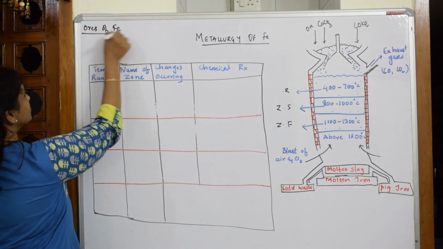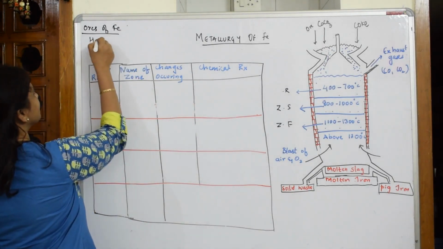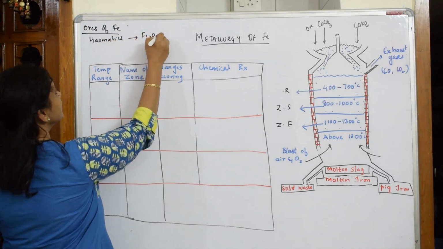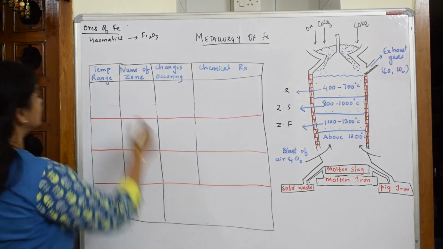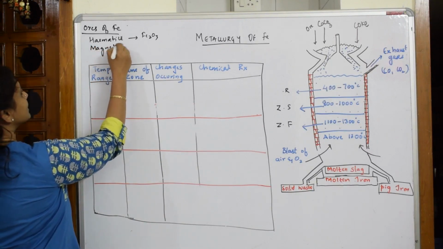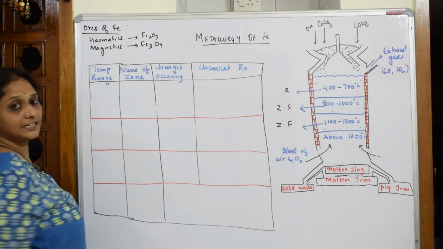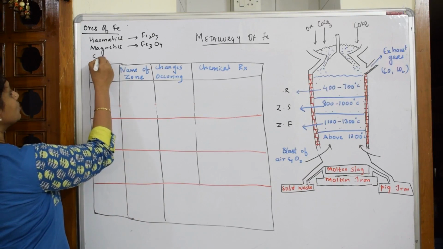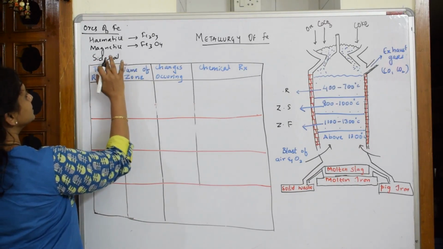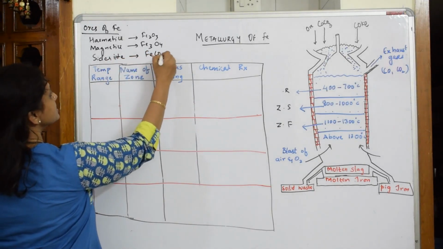So what are the different ores? The basic ore, hematite. In this hematite, the formula is Fe2O3. Then we have the next ore of iron, that is magnetite. The formula is the higher oxidation state, Fe3O4. After that, you have one more ore called siderite, that is iron carbonate, FeCO3.